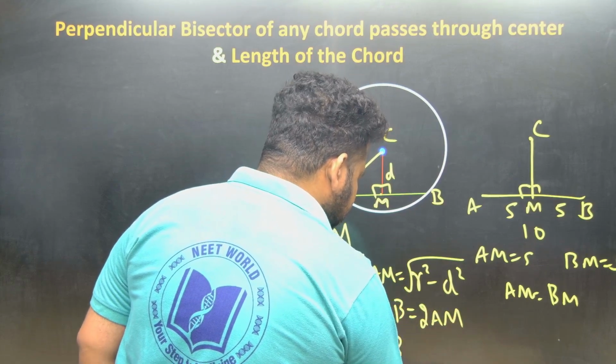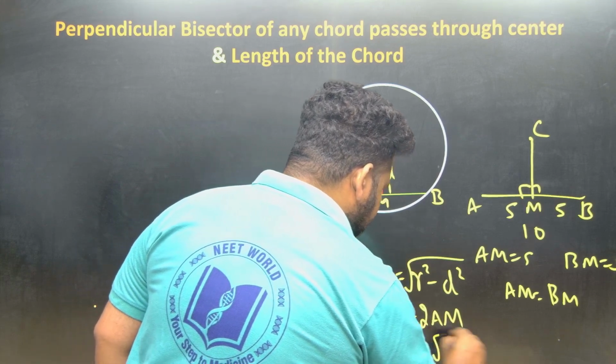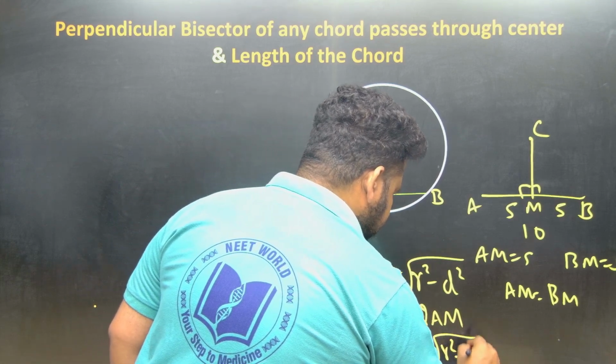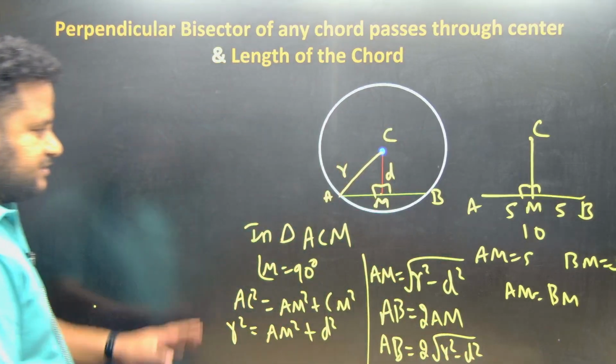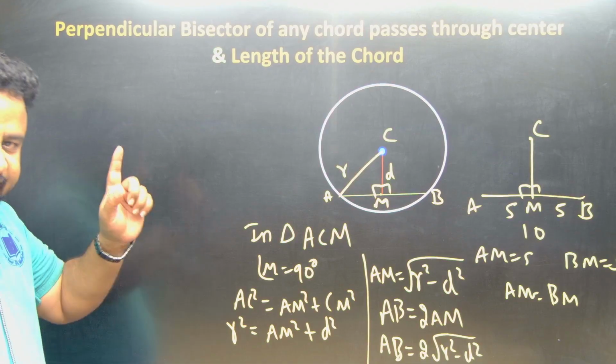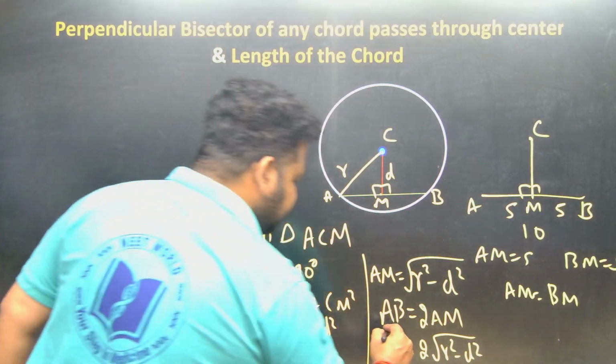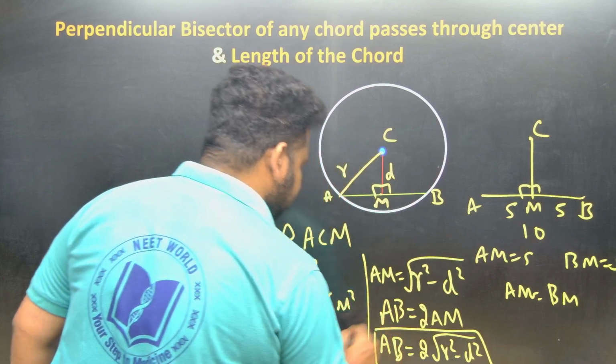So see here, AB is equal to what we get? AB is equal to 2 times square root of R square minus D square. Very important. So first thing is what? A perpendicular from the center to a chord bisects the chord. Next thing is you must know the length of the chord. Length of the chord is given by what? AB. We got it as 2 times square root of R square minus D square.